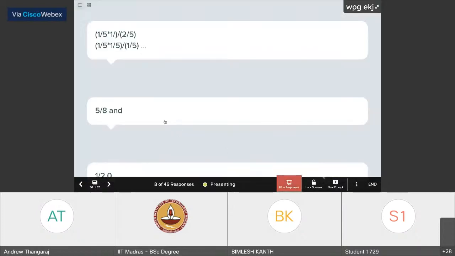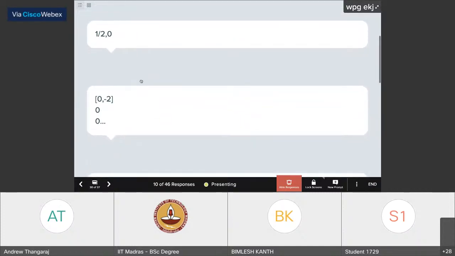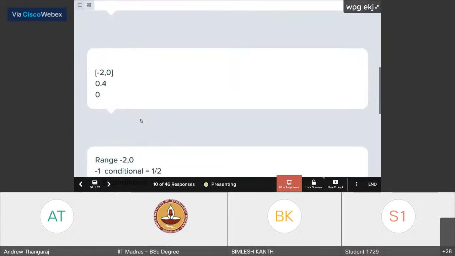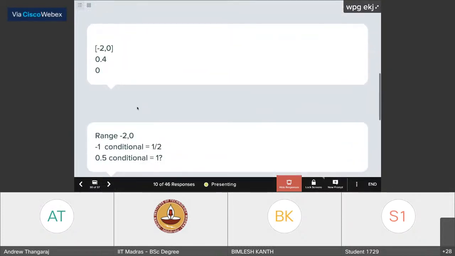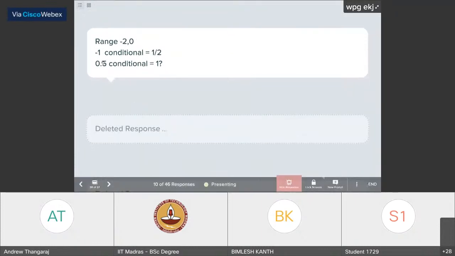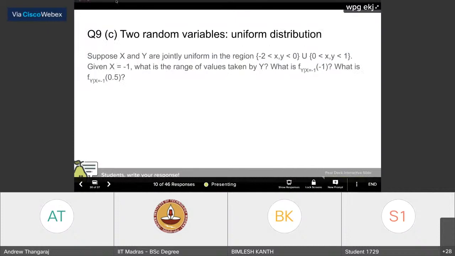Okay, so let me just show you. Okay, yeah, that's correct. I think it's in the middle of writing the answer. Half comma 0, yeah, 0 comma -2, 0.4, 0.4, at -1 condition is half 0.5. Okay, 0.5, there seems to be some confusion here. Anyway, so let me show you the solution that I have once again for this one.